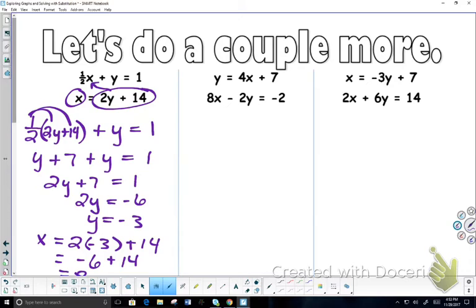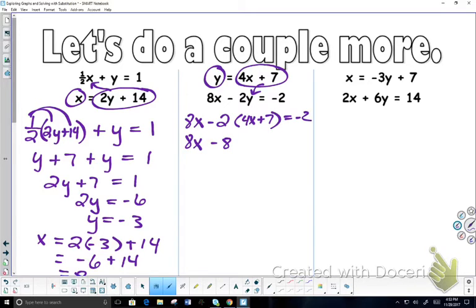Okay, so now let's look at this one. We'll try another. This one is set up for substitution because now y is by itself. Since y equals all this stuff, I can take that and plug it in for y. That gives me 8x minus 2 times all that stuff equals negative 2. I'm going to plug in what y equals in my parentheses, so I've got 4x plus 7. That'll be 8x minus 8x minus 14 equals negative 2. You'll notice 8x minus 8x is 0x, so my x's actually disappear, and I'm left with negative 14 equals negative 2.